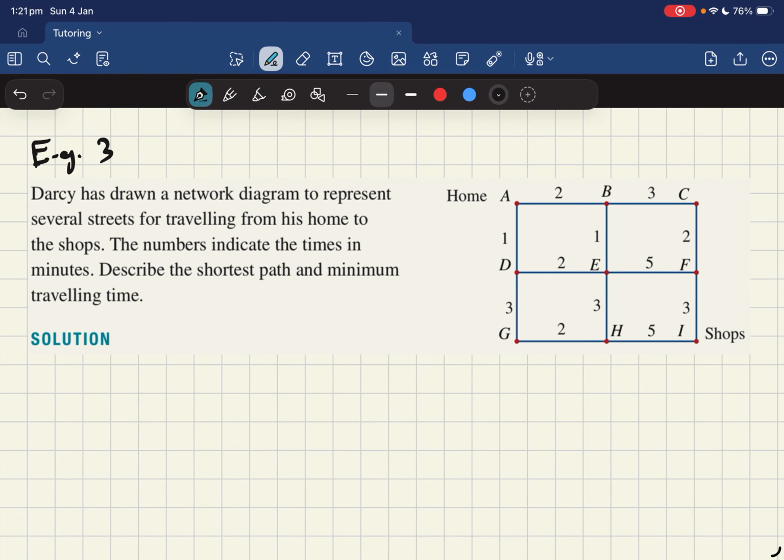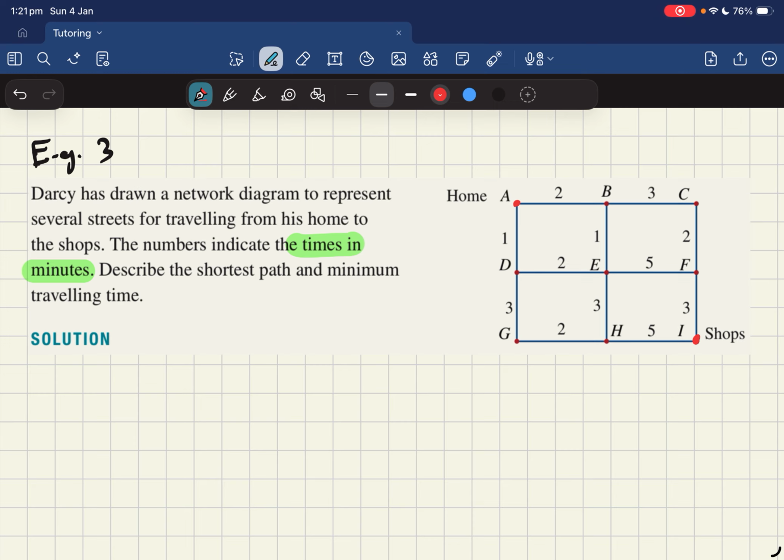It's saying here that Darcy has drawn a network diagram to represent several streets for traveling from his home to the shops. The numbers indicate the times in minutes. Remember, when we are given a unit, we should give our answer with the units written in. So here we are looking at the shortest path from the home to the shops.